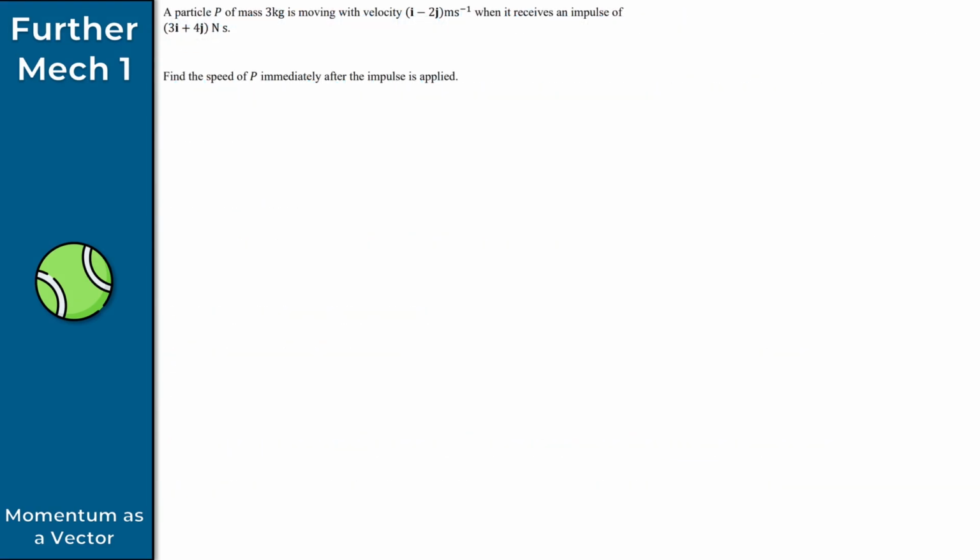So let's make a start with question 1 here. As we can see for question 1, we have a particle P of mass 3 kilograms that's moving with this velocity here, and it receives an impulse of 3i plus 4j Newton seconds. Now for this question, all we want to do is find the speed of the particle P immediately after the impulse is applied.